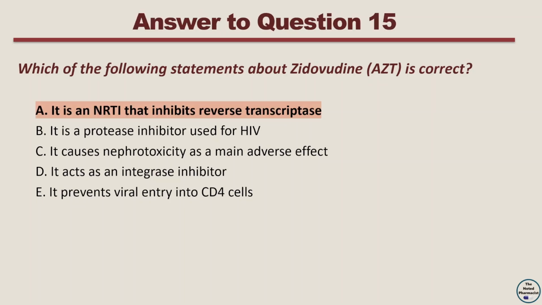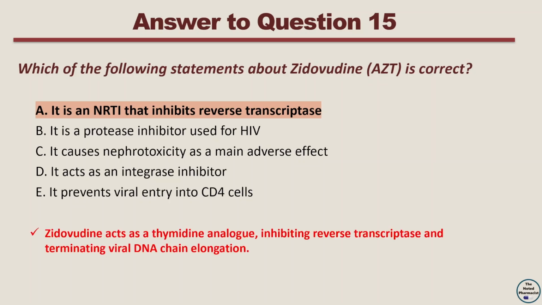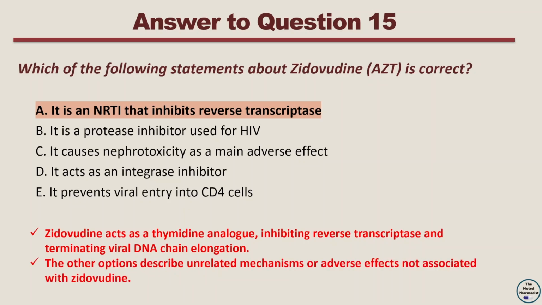The correct answer is option A, it is an NRTI that inhibits reverse transcriptase. The explanation is that zidovudine acts as a thymidine analog, inhibiting reverse transcriptase and terminating viral DNA chain elongation. The other options describe unrelated mechanisms or adverse effects not associated with zidovudine.